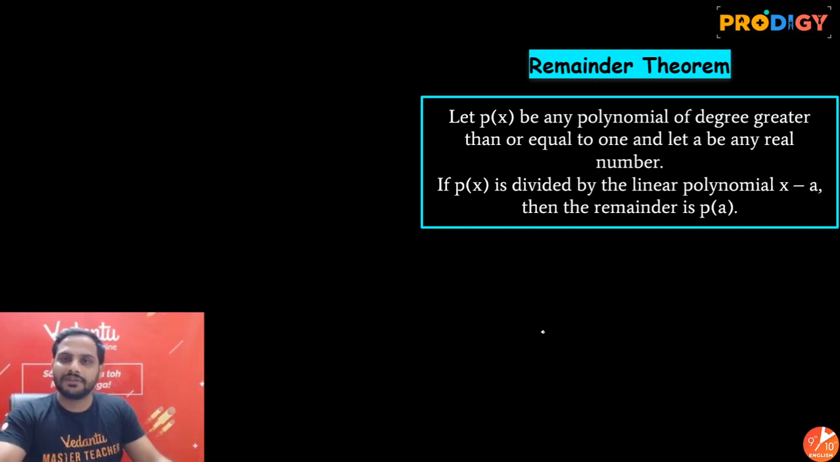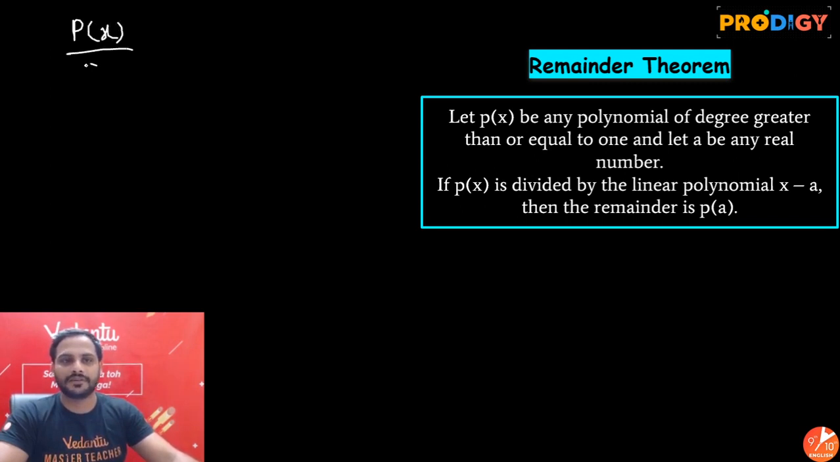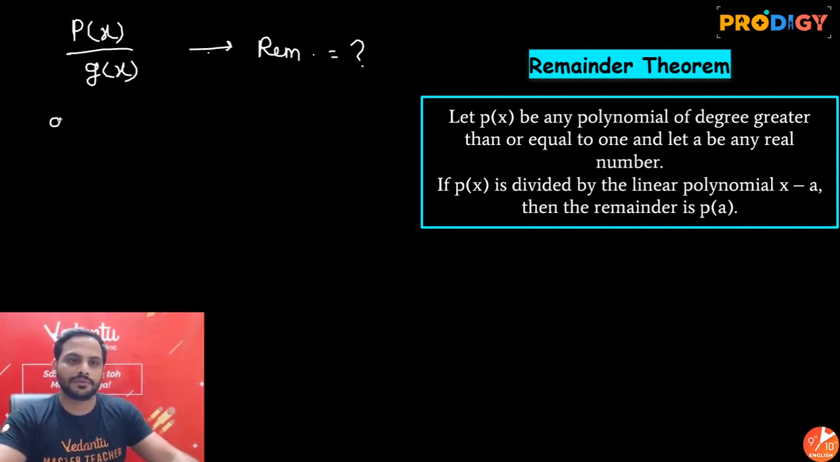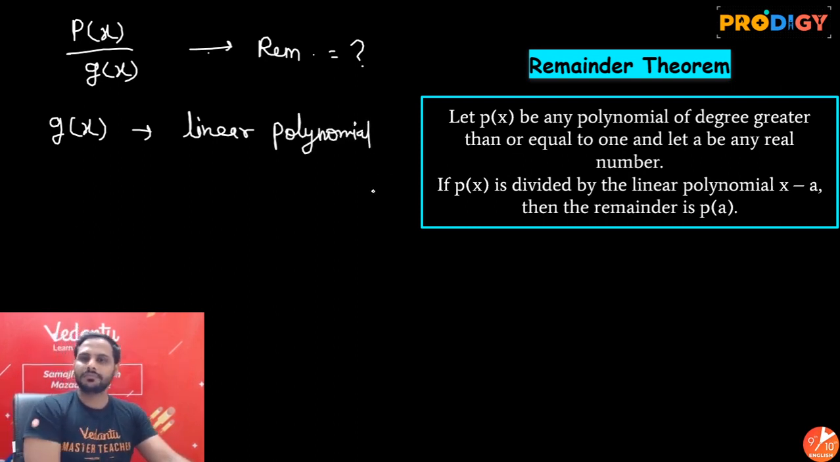Alright, then we have learned remainder theorem. So remainder theorem helped us to find out the remainder. So if I am dividing any polynomial p(x) with some polynomial g(x), alright, and if I ask you what is the remainder, so this you can easily solve using remainder theorem. Only important thing is we want this polynomial g(x) to be a linear polynomial. This divisor must be a linear polynomial.